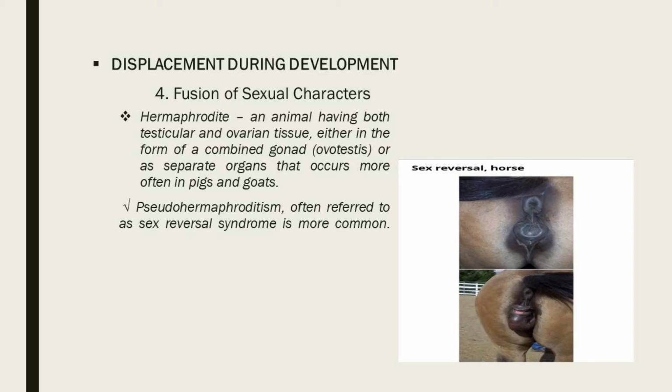Animals have one or the other type of gonad and external genitalia of the opposite sex. Animals may be XY, SRY negative or XX, SRY negative. In horses, the most common type is 64,XY SRY negative. Some cases of sex reversal are believed to be due to a recessive autosomal gene.